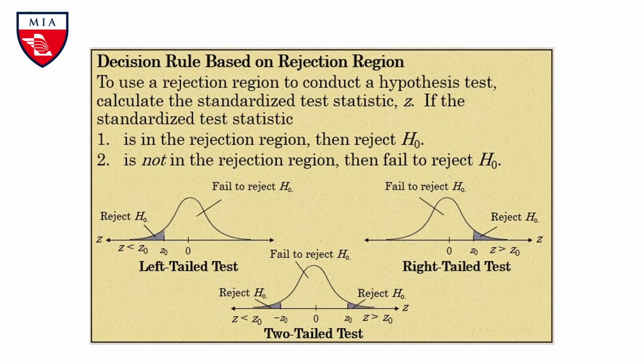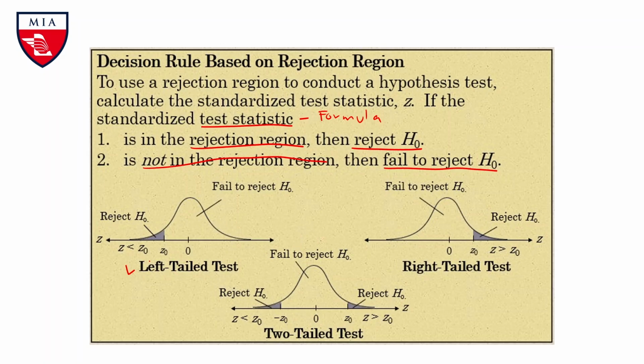So, the decision rule based on the rejection region. Whether you use the z-test, t-test, or any test that is available, the one thing you need to remember is: if the test statistic computed using the formula is in the rejection region, then we can reject the null hypothesis. On the other hand, if the test statistic is not in the rejection region, then we fail to reject the null hypothesis. We have these different bell curves in the bottom part of our presentation.